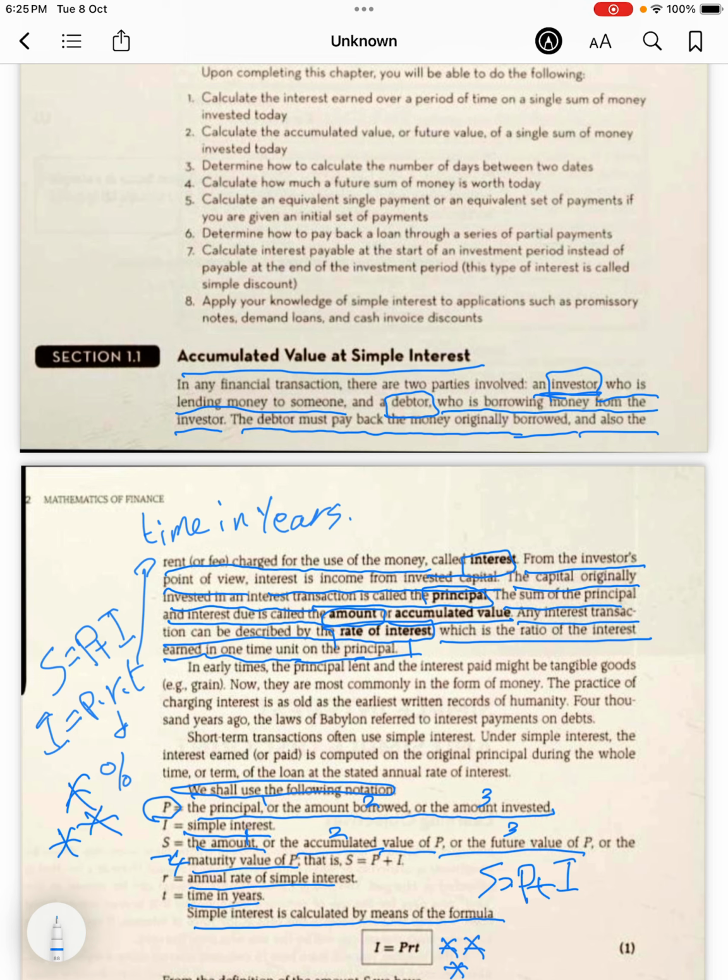In early times, the principal lent and the interest paid might be tangible goods. Now I will leave this part here. How can we describe this formula?